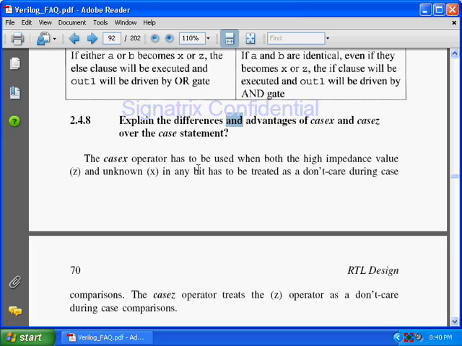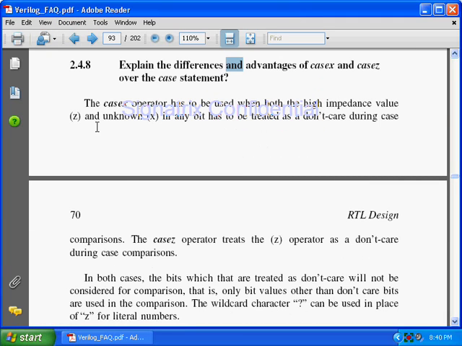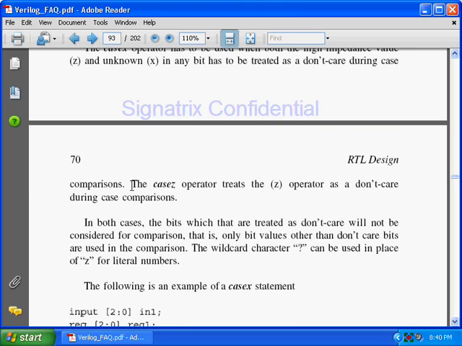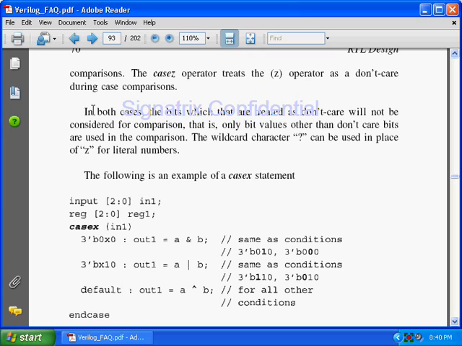The casex operator has to be used when both high impedance value and unknown x in any bit are treated as don't care during the case comparison. So what they are trying to say is, when both high impedance and unknown bits are present, it will take that as a don't care in case comparison. In casez, it treats the z as a don't care during the case comparison. Now in both cases, the bits which are treated as don't care will not be considered for comparison. That is, only the bit values other than don't care bits are used for comparison.